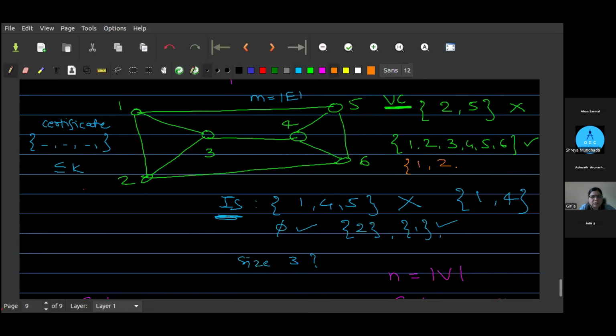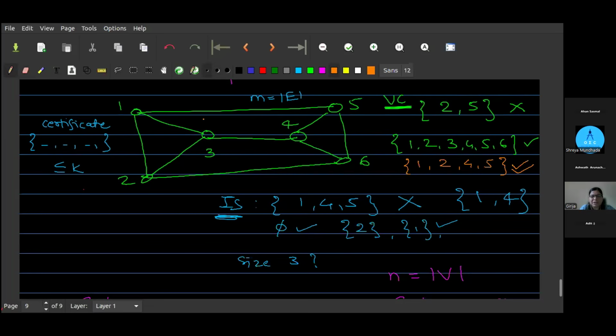So what about this? 1, 2, 4, 5. Is this a vertex cover? Yeah, I think 4 is the minimum. You mean size, right? Size 4 is the minimum. Yes. Okay, so everybody says this is a vertex cover and this is also the minimum size one. You cannot have a size 3 vertex cover.